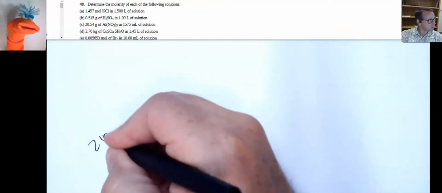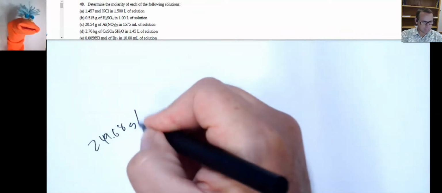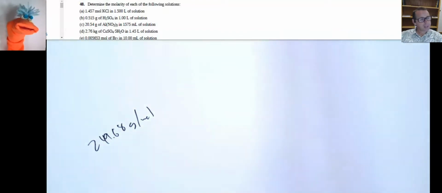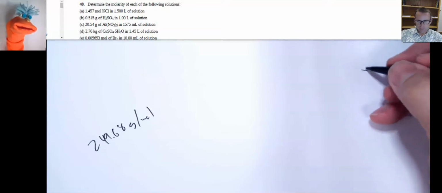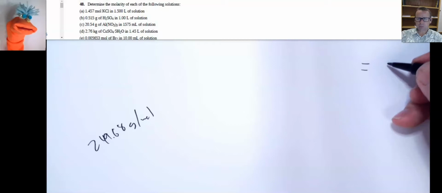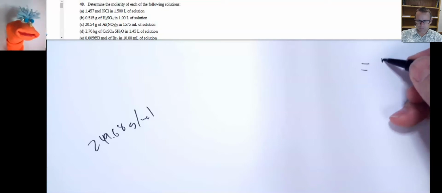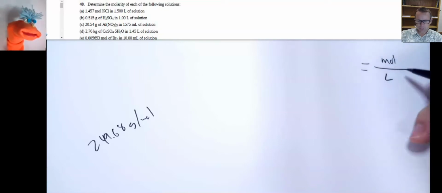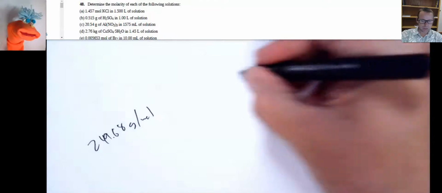So it's 249.68 grams per mole. And we're starting off with 2.76 kilograms, and it's going in 1.45 liters. So what do I want to write in my equal sign? Molarity, moles of copper sulfate pentahydrate per liter of solution. Okay, moles per liter. Moles of my solute per liter of solution.